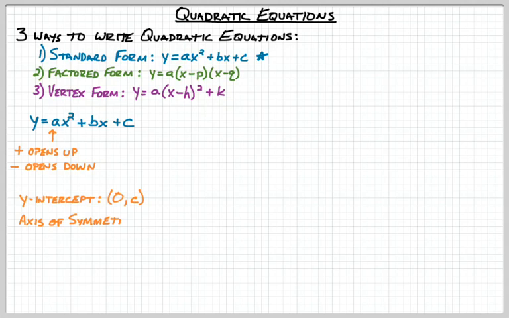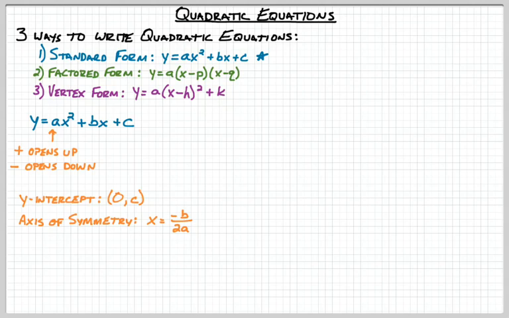The axis of symmetry is that imaginary line where the parabola could fold over on itself and completely line up. And that axis of symmetry is negative b over 2a. If you're familiar with the quadratic formula, you might recognize this as part of that formula. But again, this is an imaginary line that helps you find the symmetry line of the parabola.